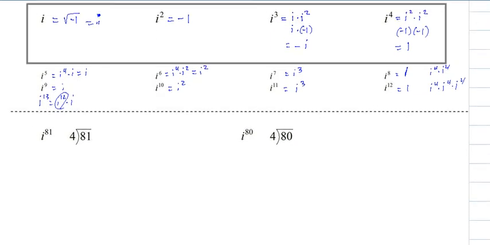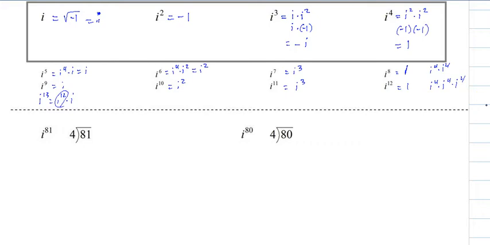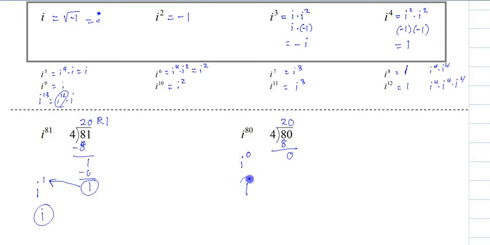So, if it repeats every 4, then when we divide, the remainder will actually tell us what the exponent is. So if we take 81 and divide it by 4, we get a remainder of 1, which makes this i to the 1, which is just i. So whatever the remainder is, that's our exponent. So 4 into 80. There's no remainder. So it would be the same thing, i to the 0, which is 1. That's all you have to do.